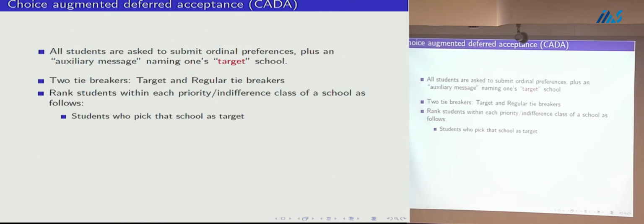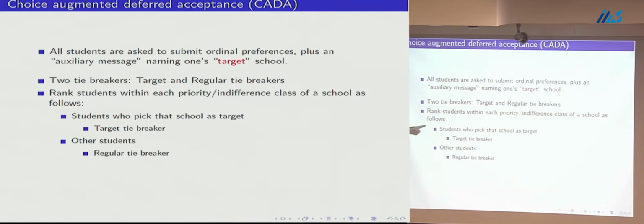Yes? Can a student only target one school? In this mechanism, yes, but you can imagine targeting multiple schools or more elaborate message spaces. And if I have time, I'm going to touch on the issue. And actually, one of the lessons is that keeping it simple works better in terms of efficiency.